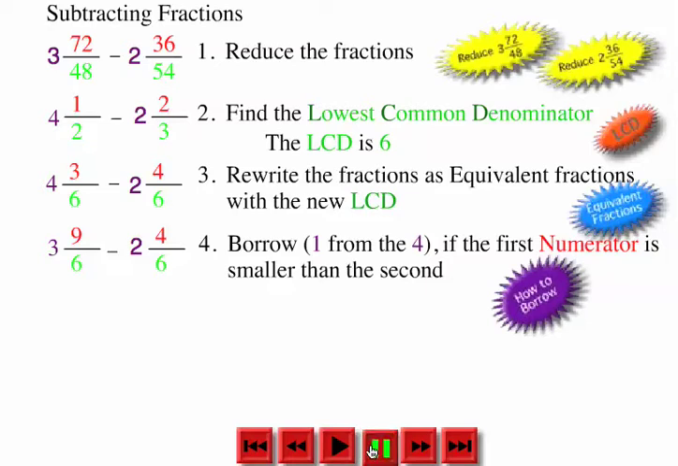Then we want to rewrite with the new LCD, which we just did, 4 and 3/6 take away 2 and 4/6. And then we want to subtract. So 3 take away 4, wait a minute, 3 take away 4, that's going to give us a negative, which we don't really want to do when working with fractions. So we're going to borrow. Okay, so let's see how to borrow.